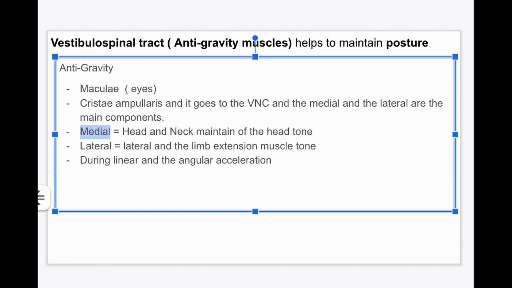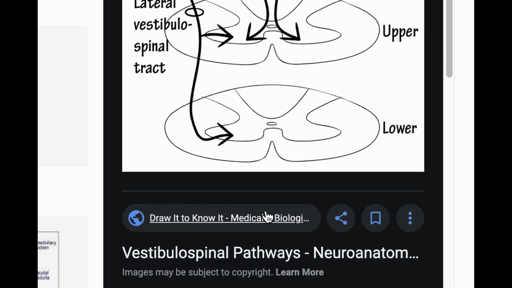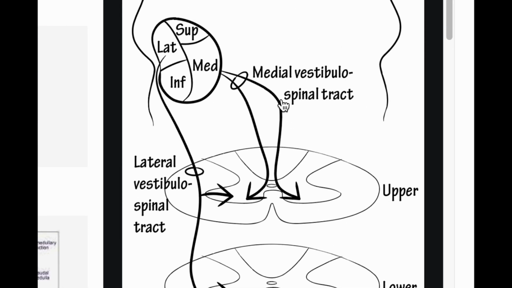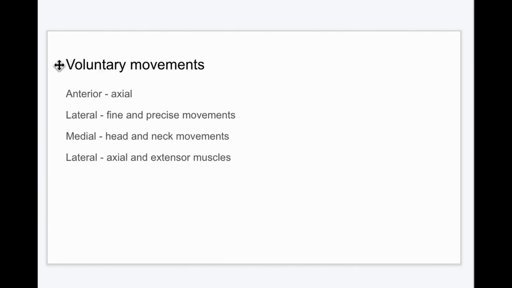The medial nucleus, what do I mean by any of this, medial and lateral nucleus? Basically, there's a medial, a lateral, an inferior, and a superior nucleus present in the brainstem, and that feeds into the spinal cord. So what does the medial nucleus do? The medial nucleus maintains head and neck tone, and the lateral nucleus is going to be there for muscle tone. Axial and lateral movement is going to be there for fine and precise movements.